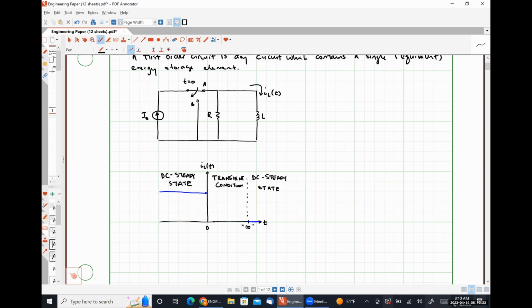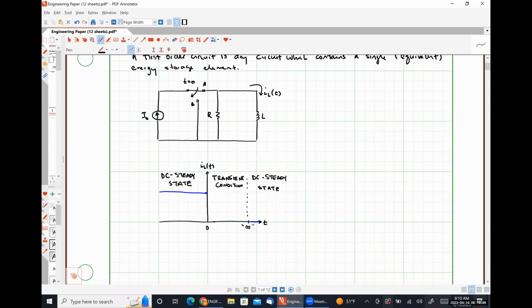So this bit in the middle here is our transient condition, where the circuit is undergoing some amount of change. Okay? And so it's our goal to figure out a mathematical model to describe what's happening during this transient condition.